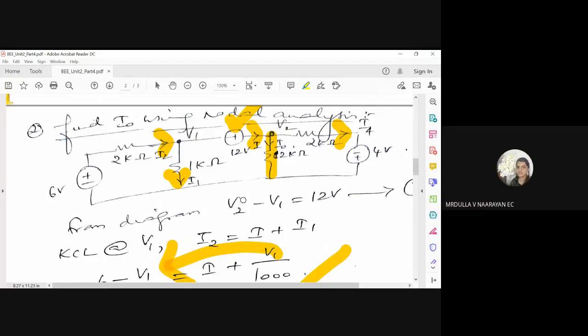Sir, for node V2, it is I is equal to I0 plus I4, sir. Okay, good. What about I0 and I4? Expression for I0 and I4? I0 is V2 minus 0 by 2K, and I4 is V2 plus 4 by 2K.